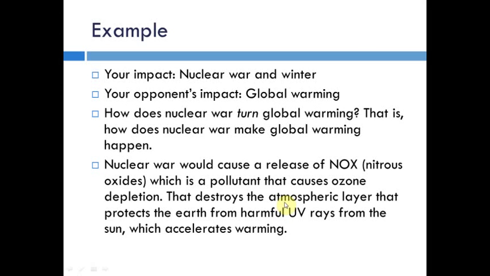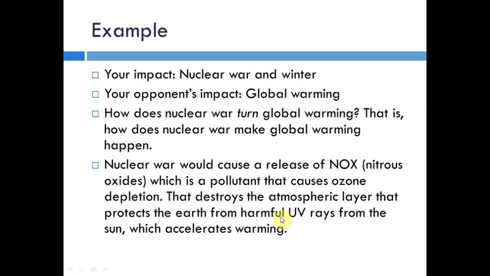Okay, so here's an example. Your impact is nuclear war and nuclear winter, and your opponent's impact is global warming. So how does nuclear war turn global warming? That is, how does nuclear war make global warming happen? Well, here's a reason you could explain why. Nuclear war would cause a release of nitrous oxide, which is a pollutant that causes ozone depletion, that destroys the atmospheric layer that protects the Earth from harmful UV rays from the sun, which accelerates warming.